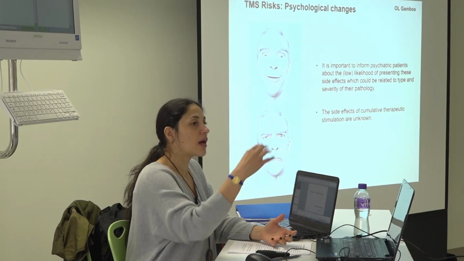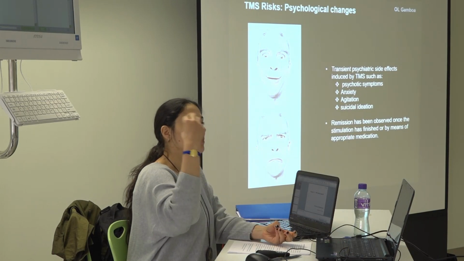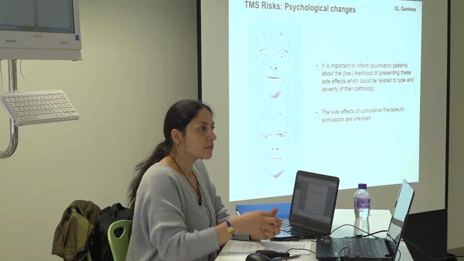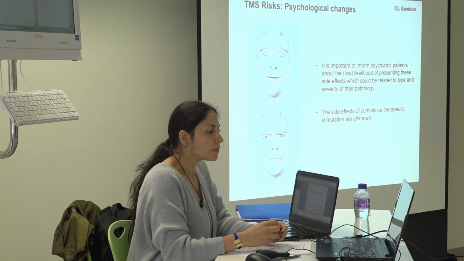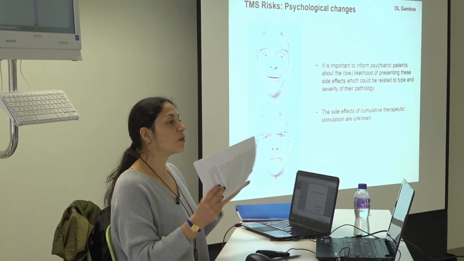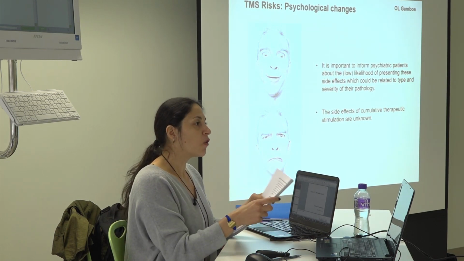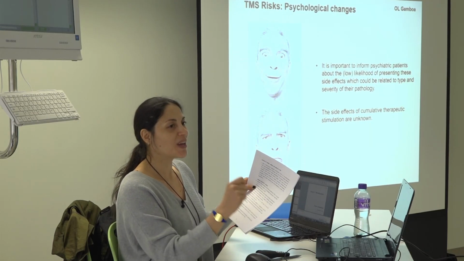The likelihood of having this type of effects that we talked about before, ideas of suicide, agitation or psychotic symptoms, which could be very impressive, will depend also on the level of the pathology, right? But it's important that you know that. If this is cumulative, it's not known. But if you are organized, this should also be in the consent form, so that the person, when they read it, will know that they can have this type of episodes.